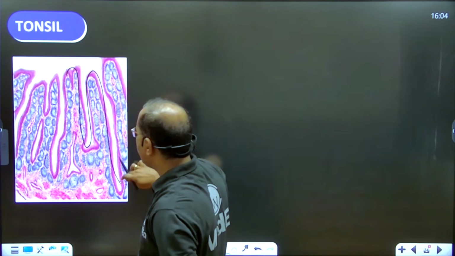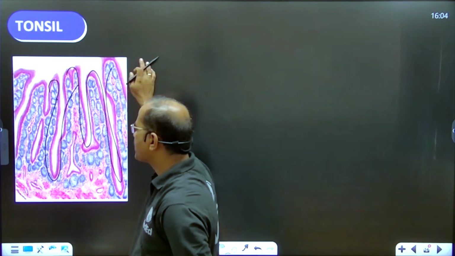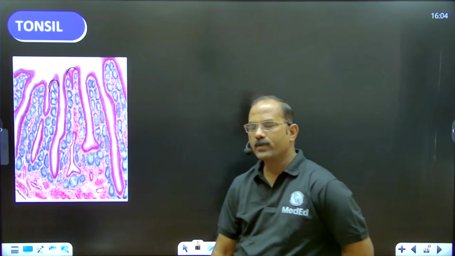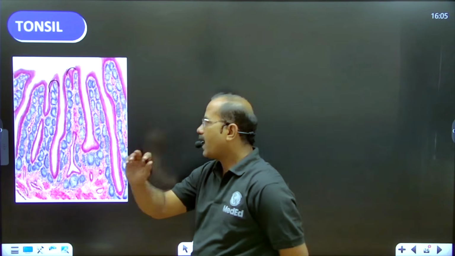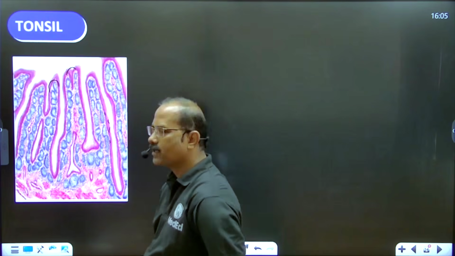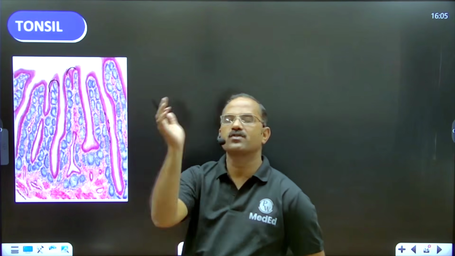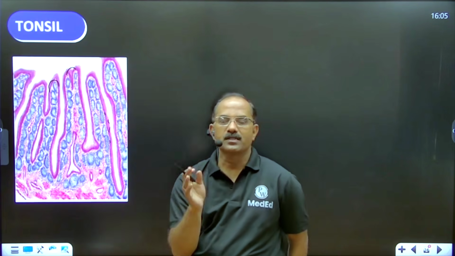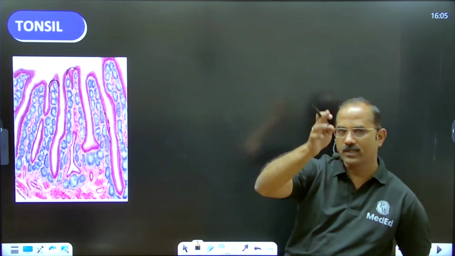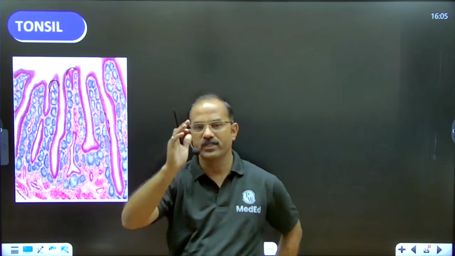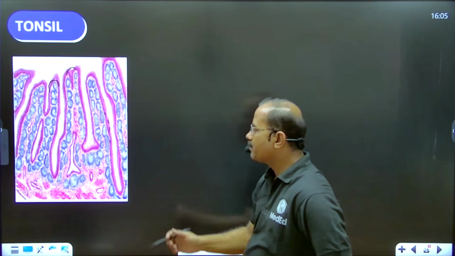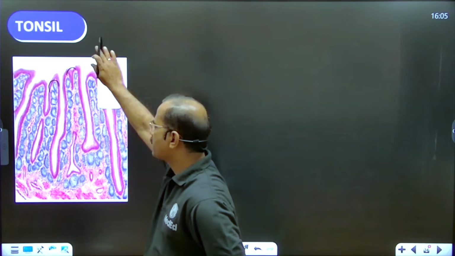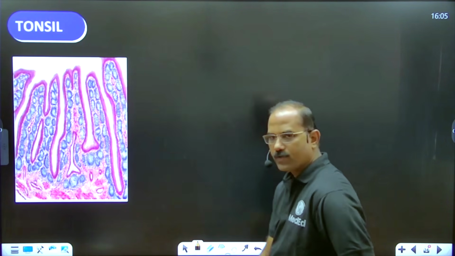Now, as we go down here, what are these known as? Crypts. And these crypts are characteristic of what? Tonsil. So in the tonsil, we get tonsillar crypts. And what is the epithelium lining the crypts? It's an oral epithelium, so it is stratified squamous non-keratinized epithelium. And these are the lymphoid follicles here that we get. So this is a slide of tonsil.